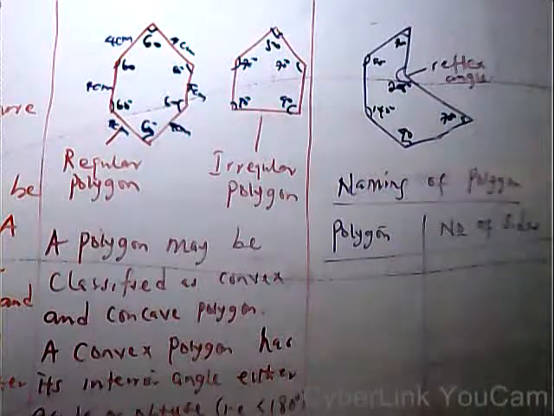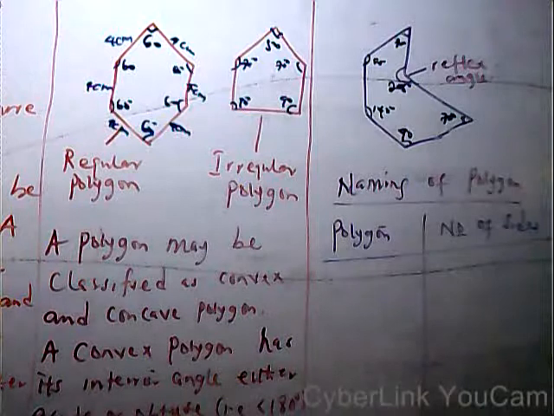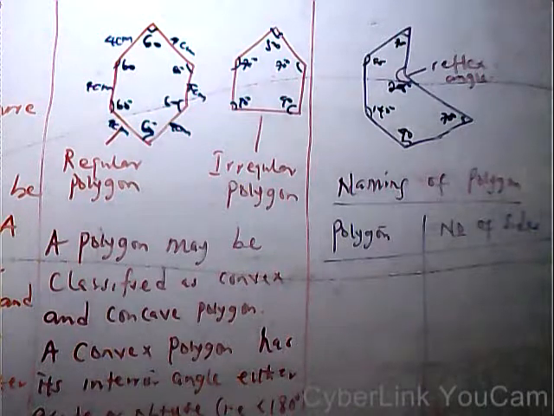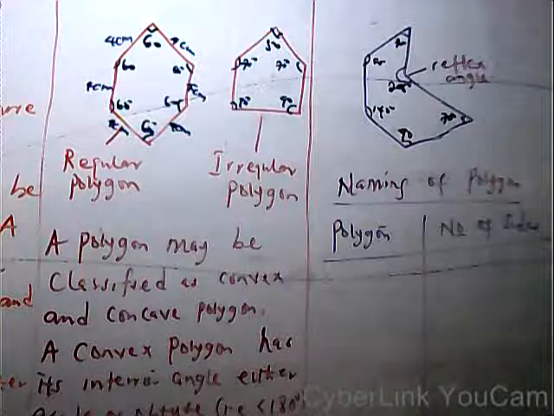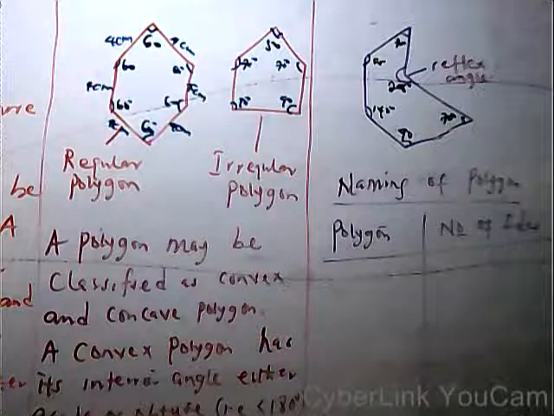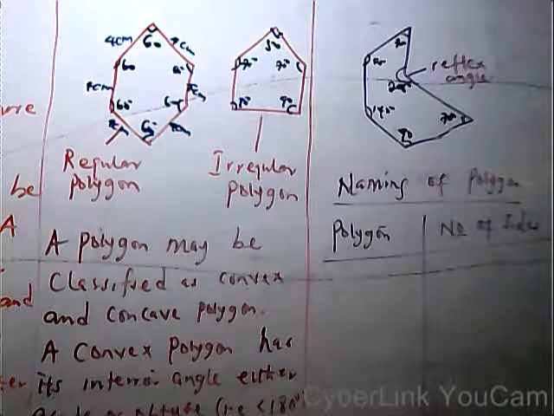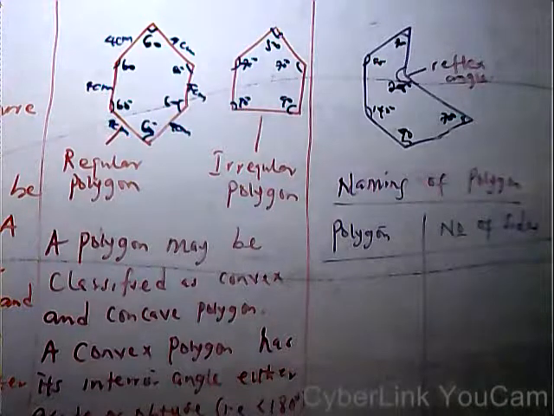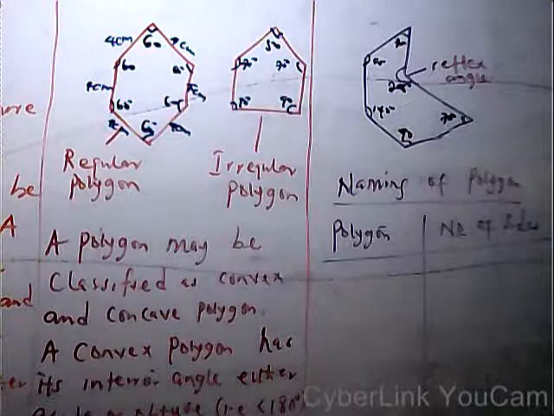So when you have a polygon of this type, it is called a concave polygon. Don't forget, you can have a regular polygon or an irregular polygon. For regular and irregular, we are talking about the sides and the angles. If the angles and the sides are all equal, it is regular. But if the angles and the sides are not equal, then it is called irregular.